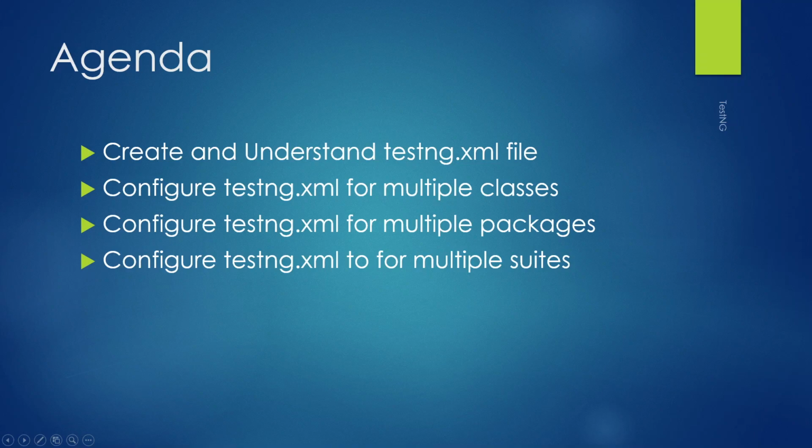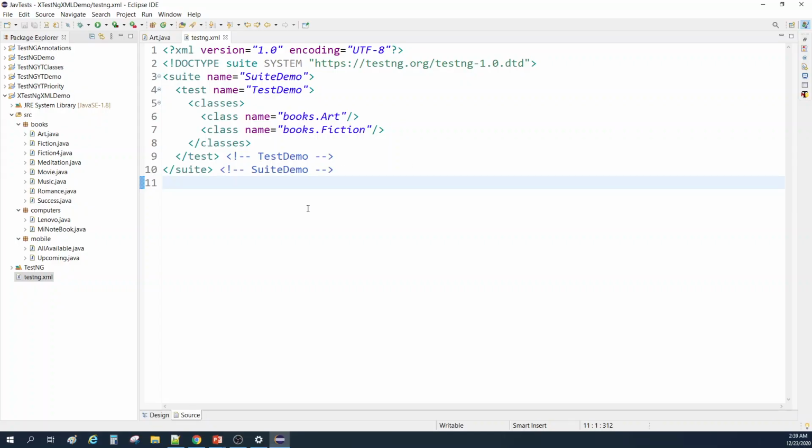Okay, so we just saw that, but I'll explain it in more detail. So if you see here, we have suite, we have test, and we have classes. Now, this is a plural word, classes, and within classes, we are specifying class and class, right? And the first class is art, second class is fiction. So you can add multiple classes.